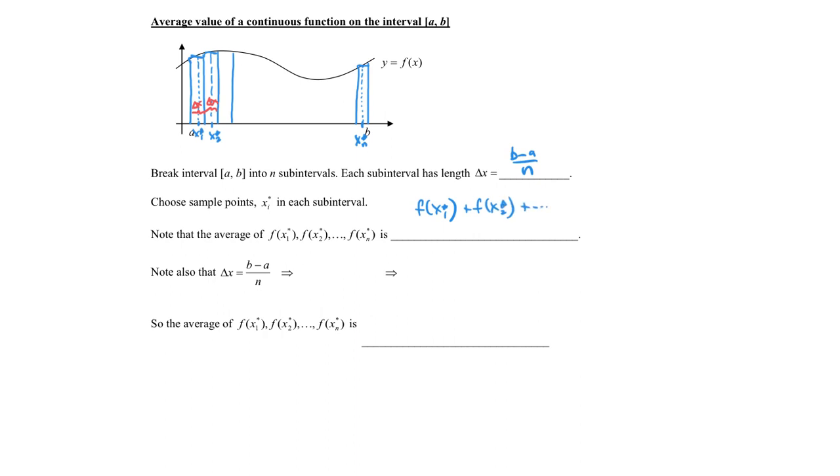We add all of these up. So this would be f of x sub n star. We add all those up and we divide by how many there are, which would be n. That would give us the average of a finite number of them.